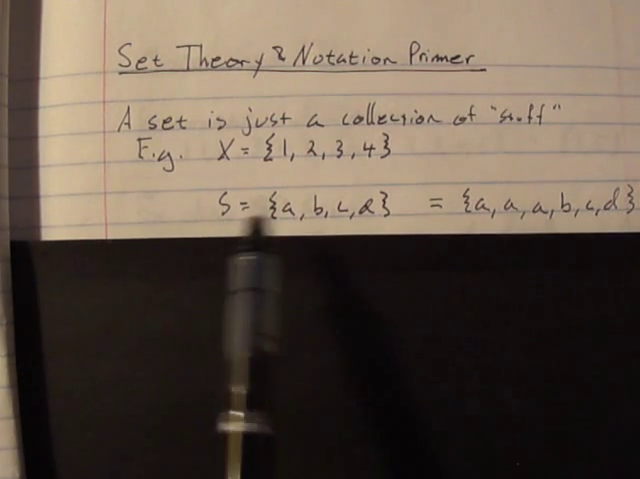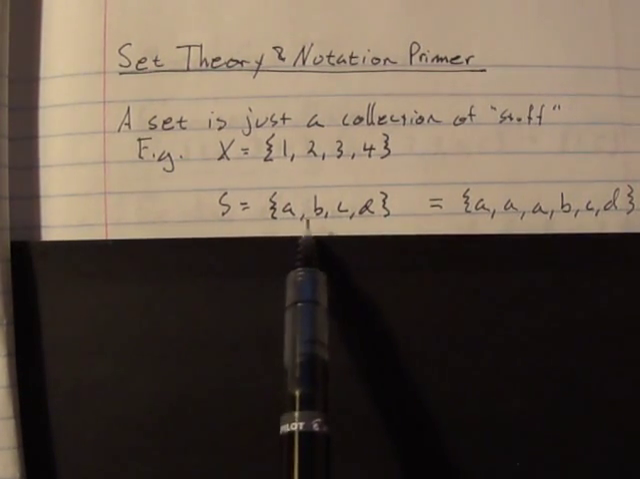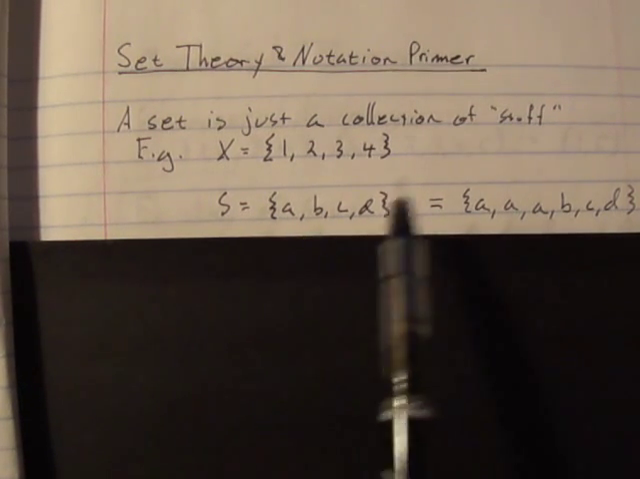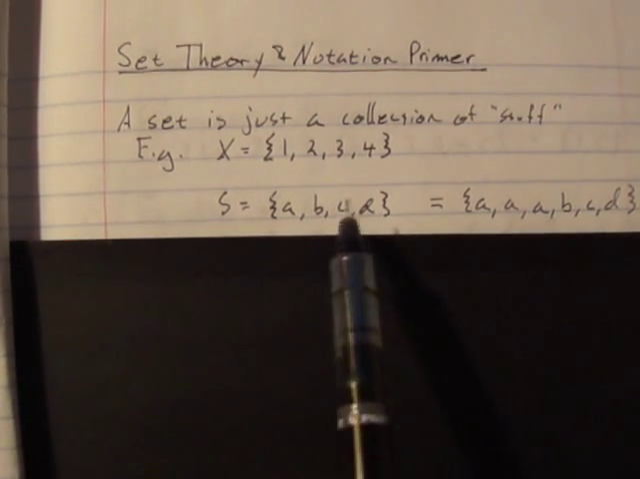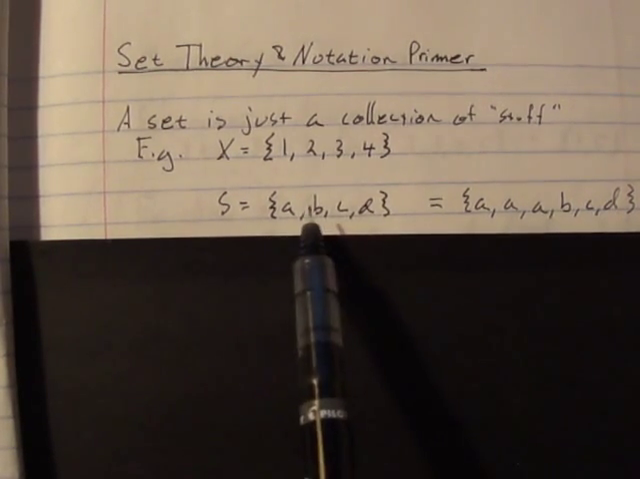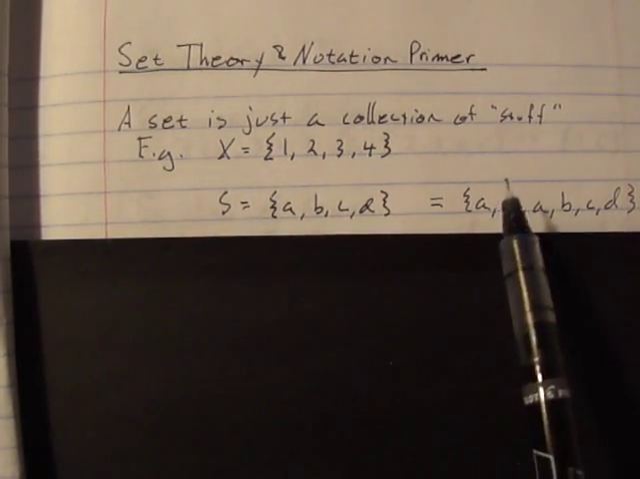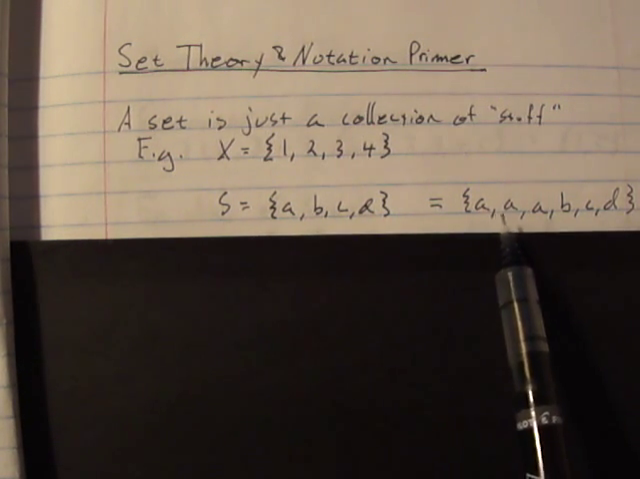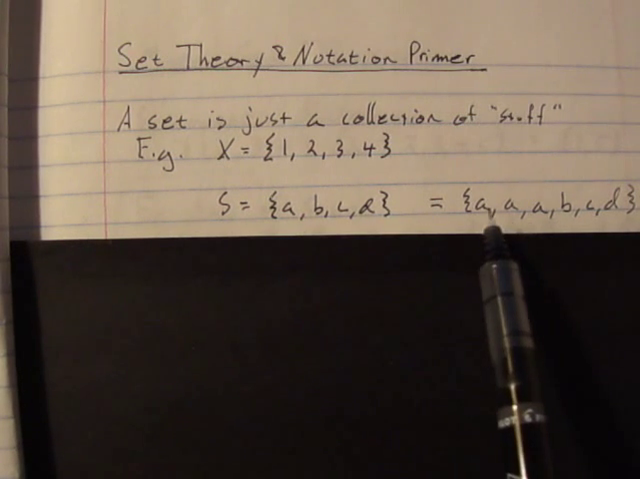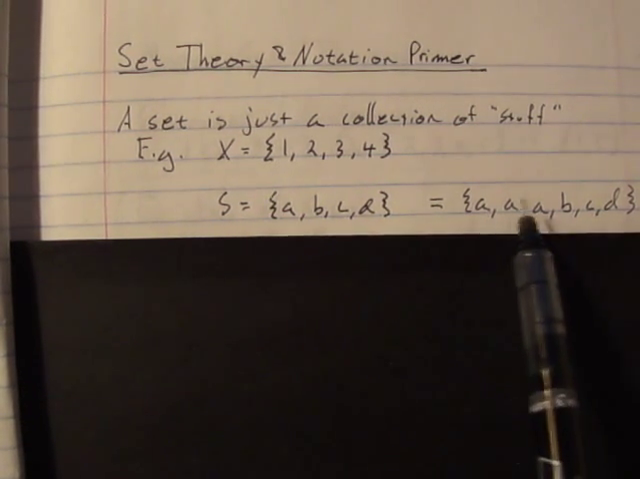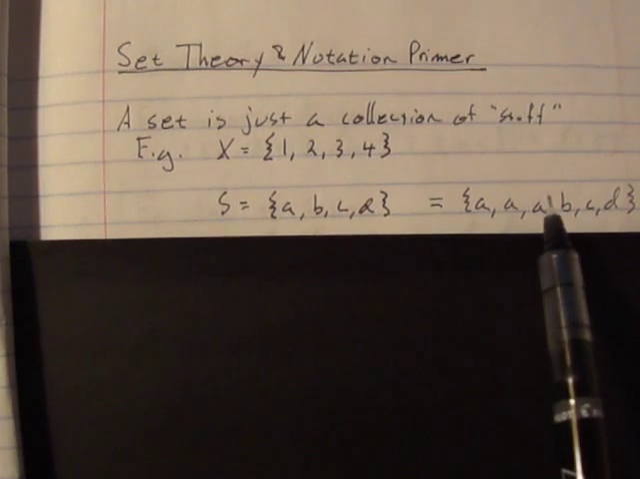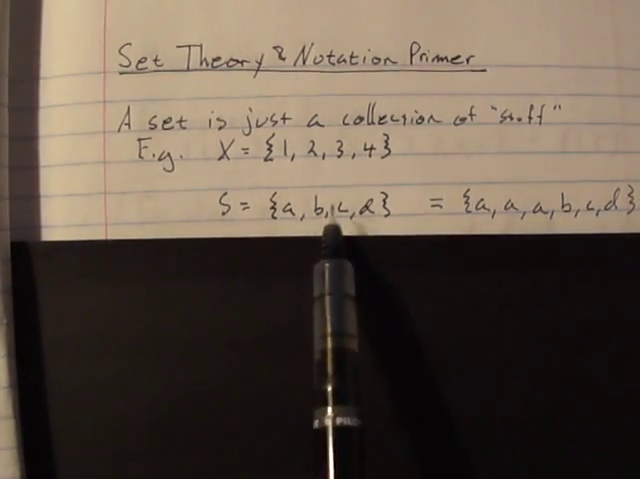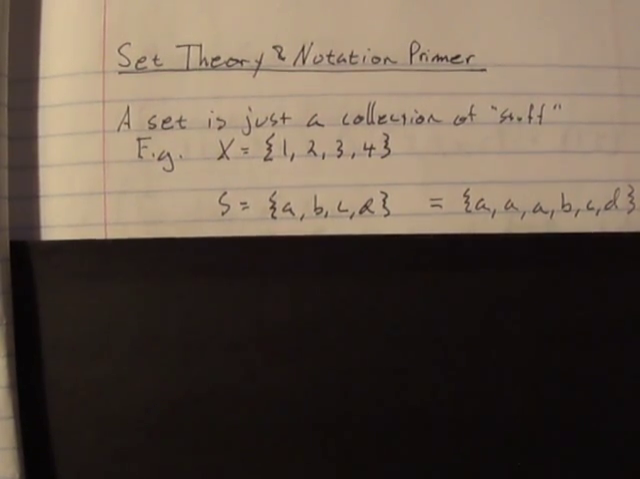Another example, we can call it S, and it can be filled with letters, say A, B, C, D. Now, a set only counts unique elements, only counts unique items in the collection. So for instance, this set, A, B, C, D, is the same thing as this set, A, B, C, D. Just because there are three A's when we write it down, it represents the same abstract mathematical object that this set does, and we call them both, say, S.